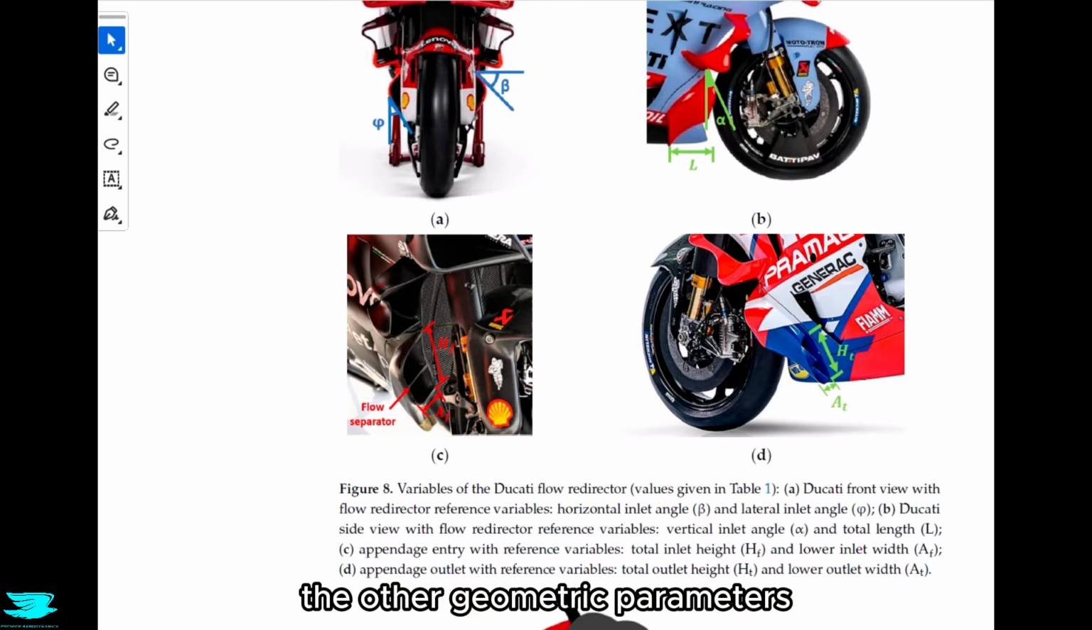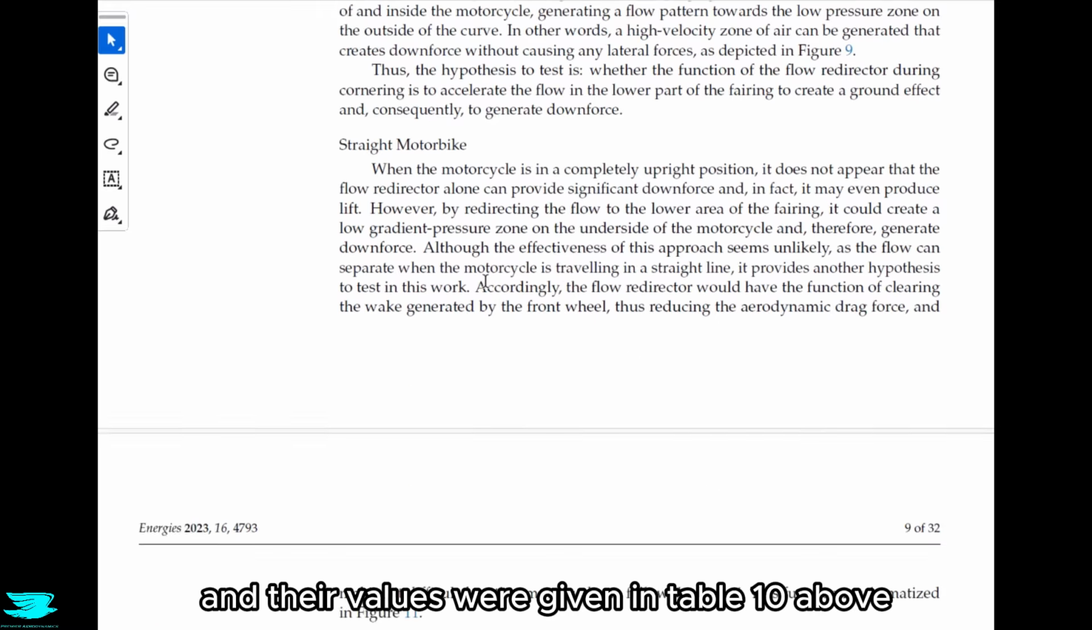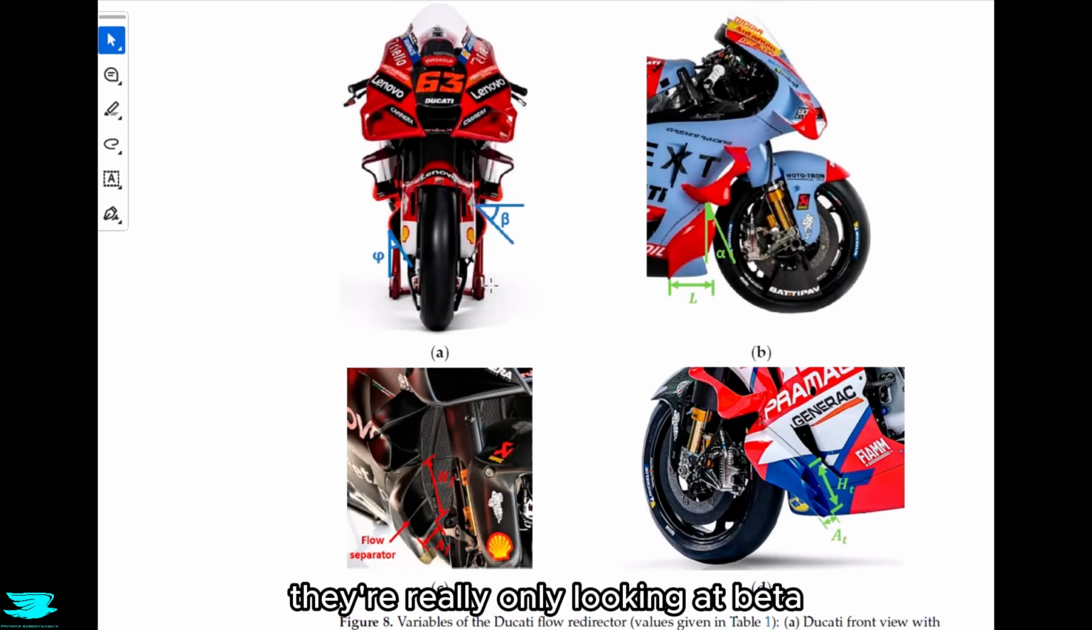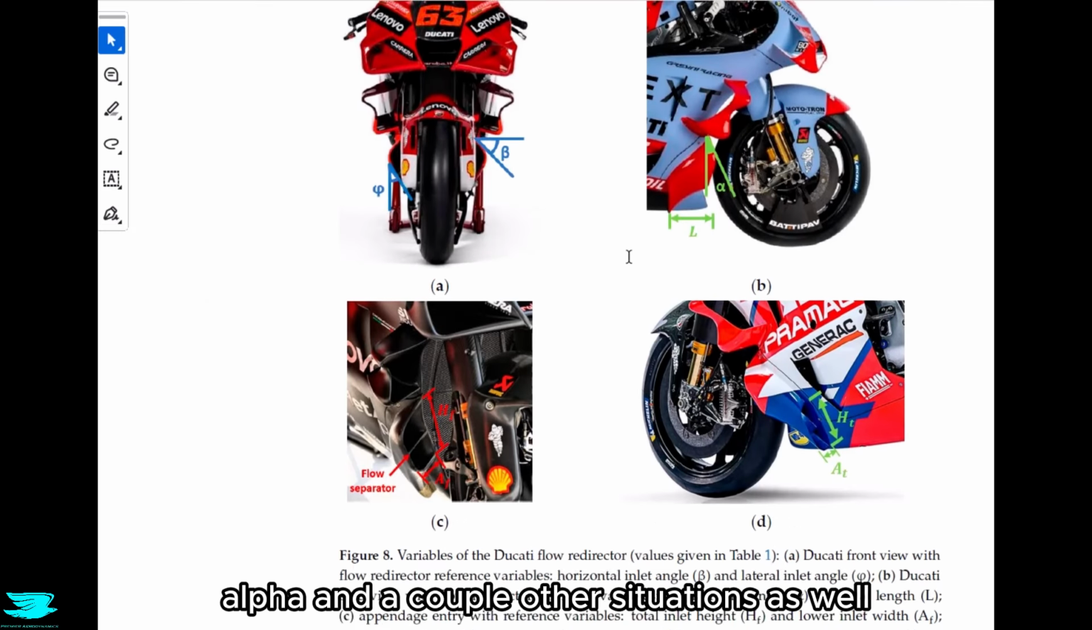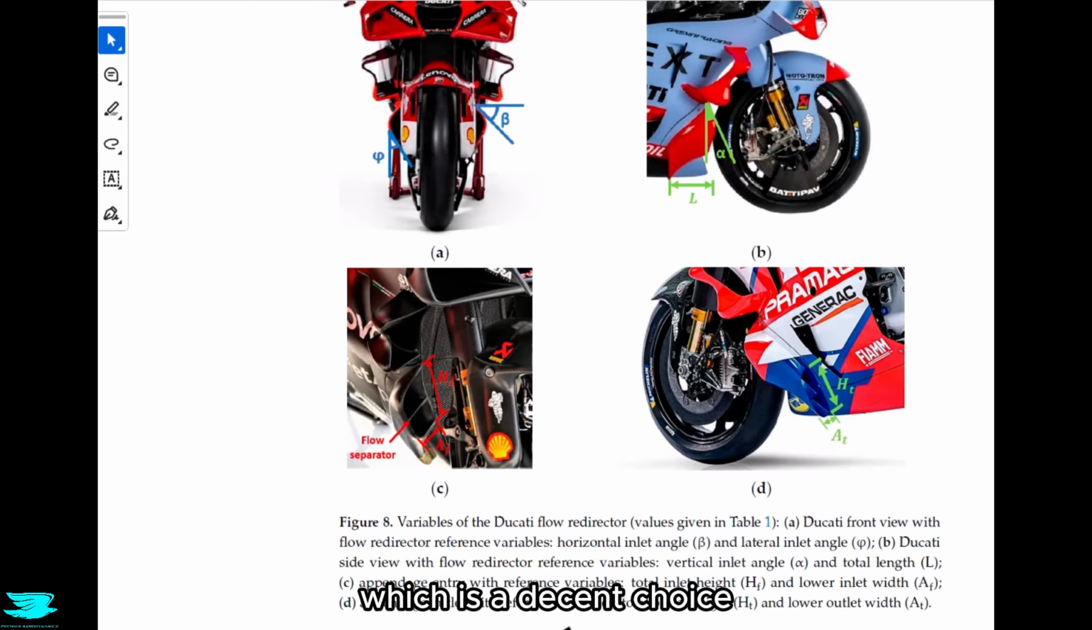The other geometric parameters in these pictures that we see here are fixed, and their values were given in table 10 above in this paper if you want to see them. They're really only looking at beta, alpha, and a couple other situations as well. So to investigate this flow redirector, the researchers used CFD, which is a decent choice.